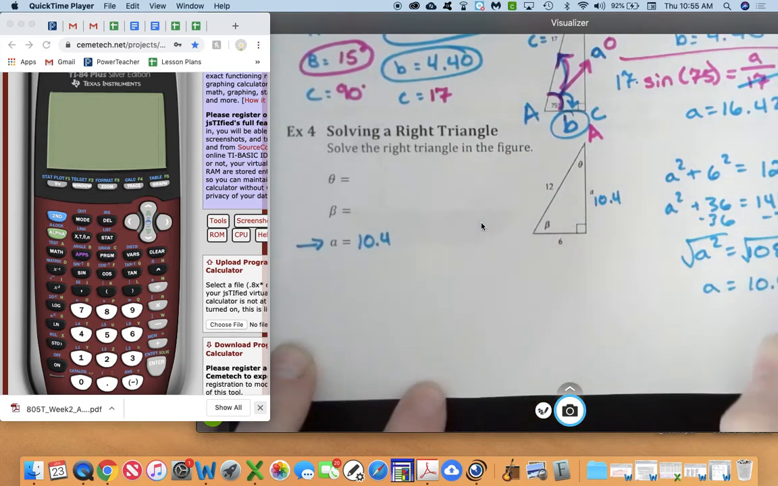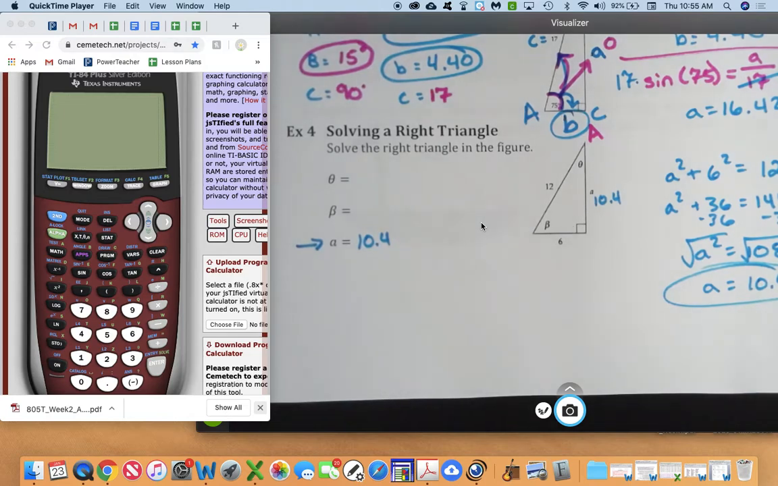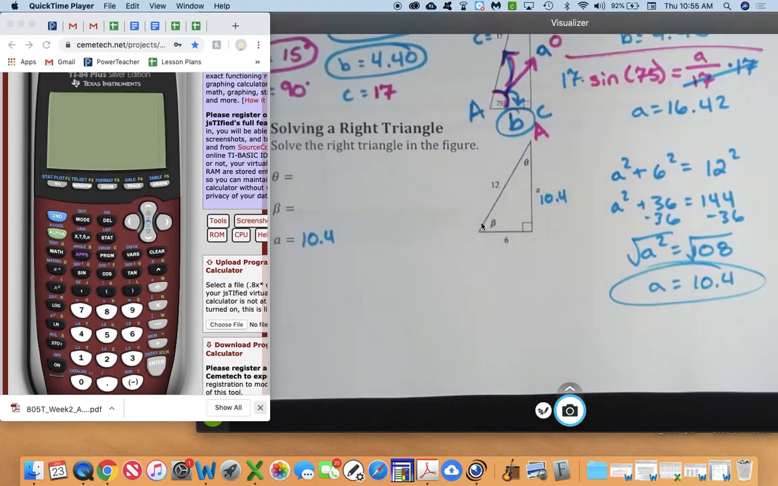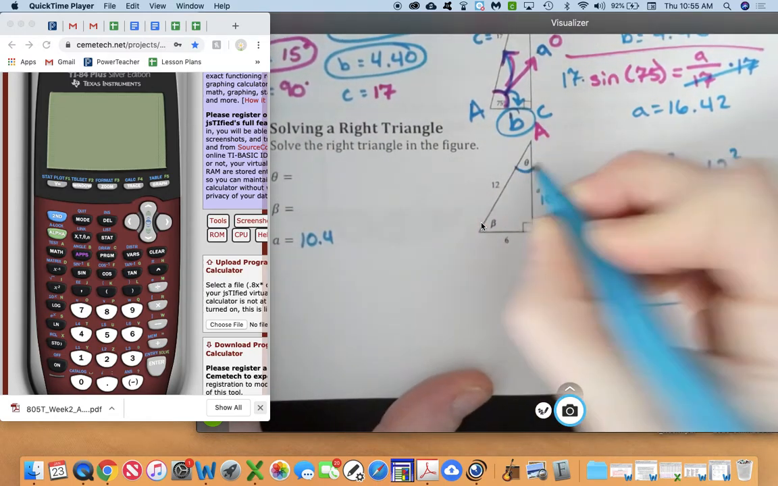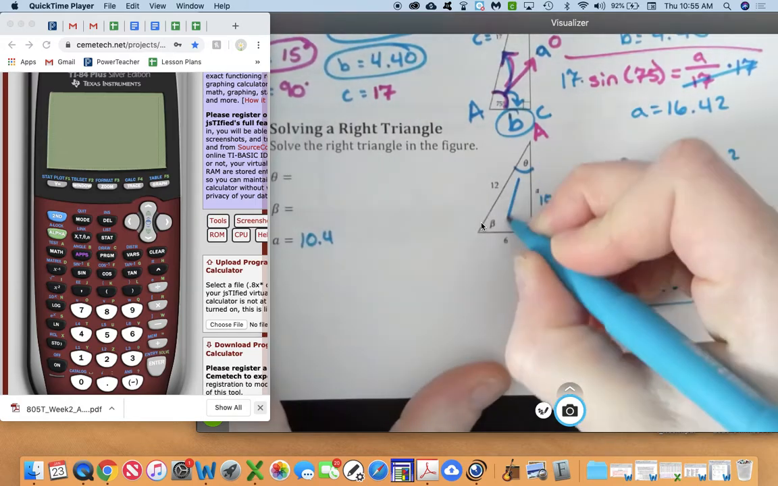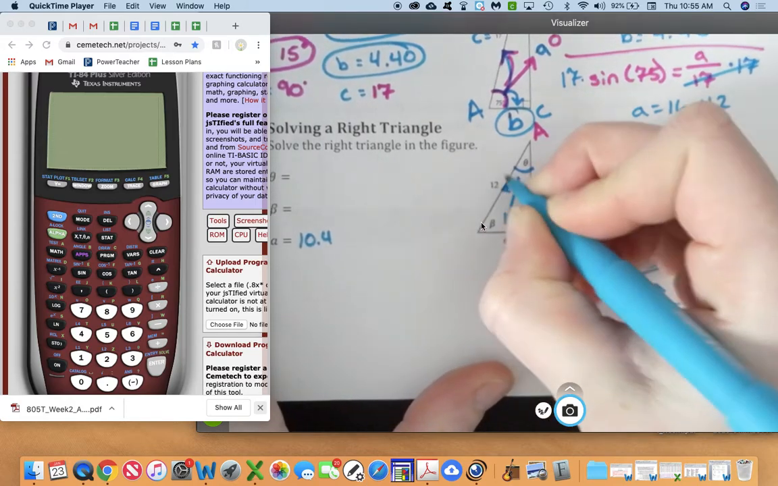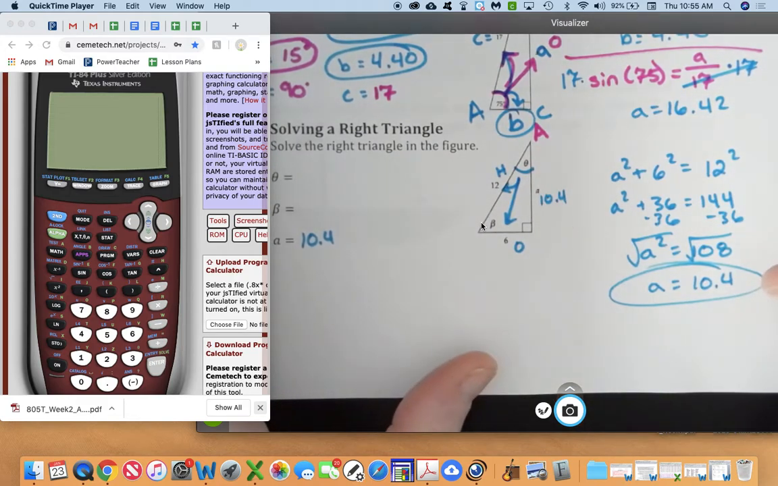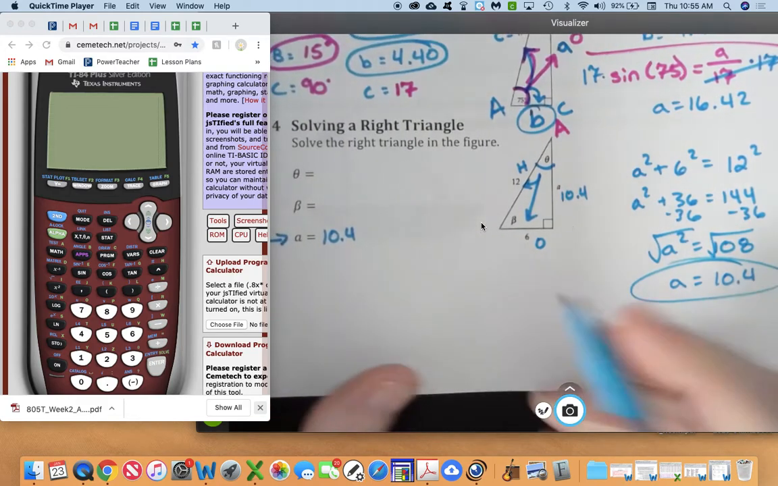Which one do you solve for next? Theta or beta? Beta. Theta? Sure. So this guy up here. Which two sides do you want to use? Opposite and hypotenuse. We always want to use the ones that we didn't round, if at all possible, right? So we're going to do 6 and 12, okay? So 6 is opposite, 12 is hypotenuse. Opposite hypotenuse. So for theta, which trig function?